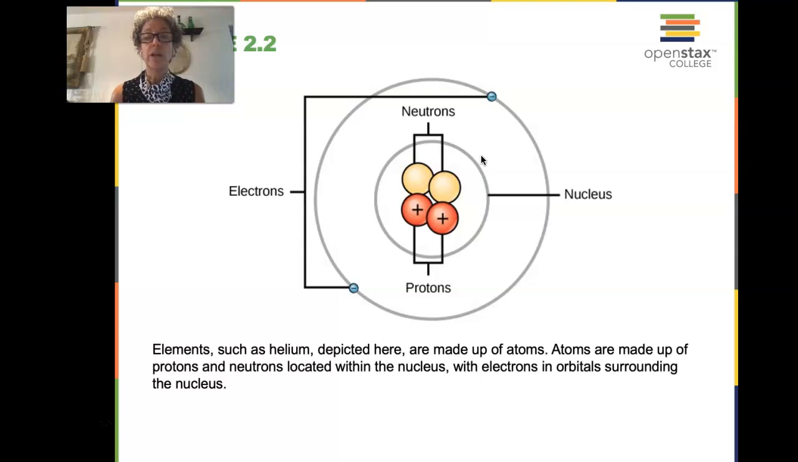The atomic number is the number of protons. The mass number is the sum of the number of protons and neutrons. And the electrons do contribute to mass, but not significantly. So in this class, we're going to stick with the mass number being a whole number that is the sum of the number of protons and neutrons.